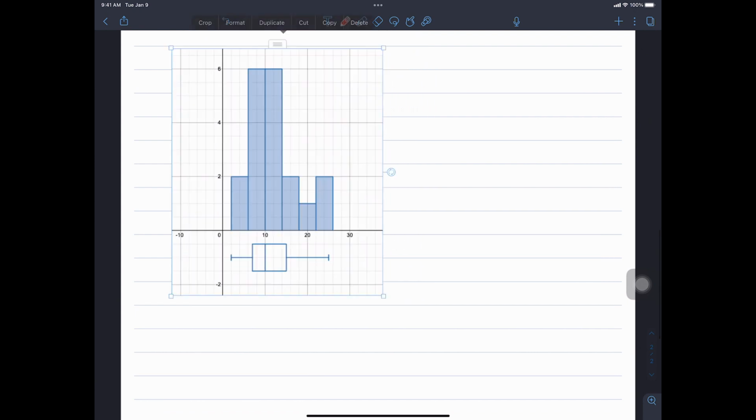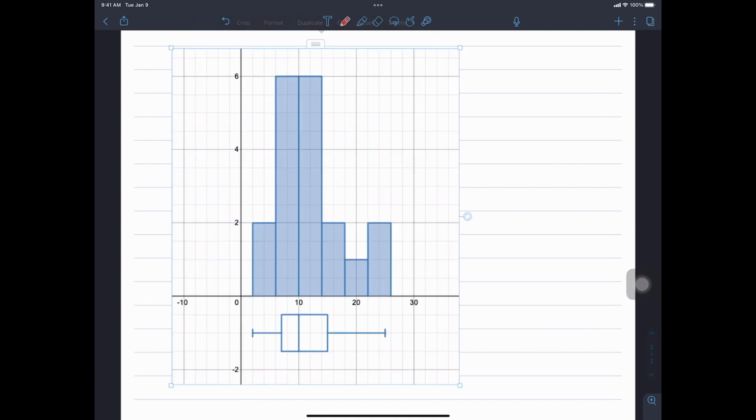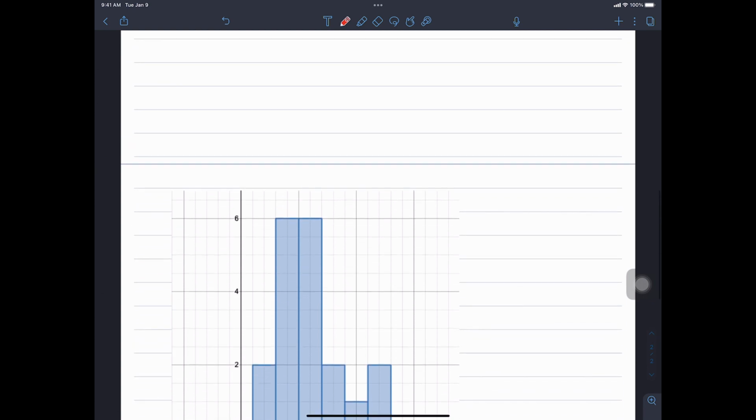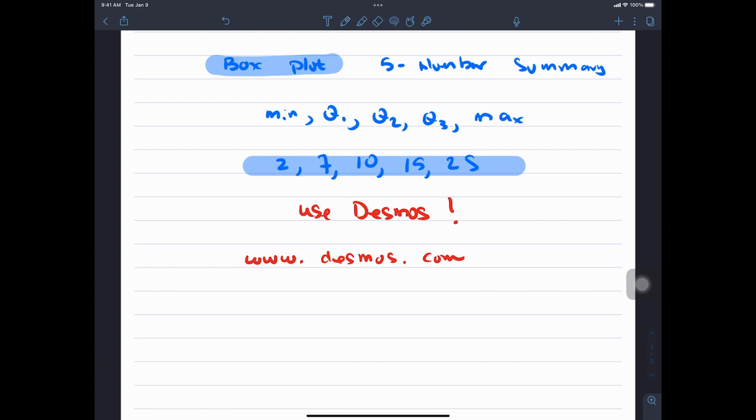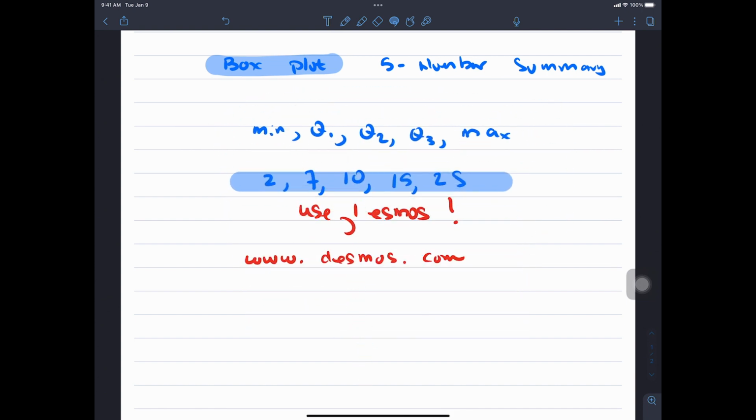Try to see what I can do. Okay. All right. Now, ladies and gentlemen, we have the 5-number summary. This is the box plot. Let's see if we can answer some questions.